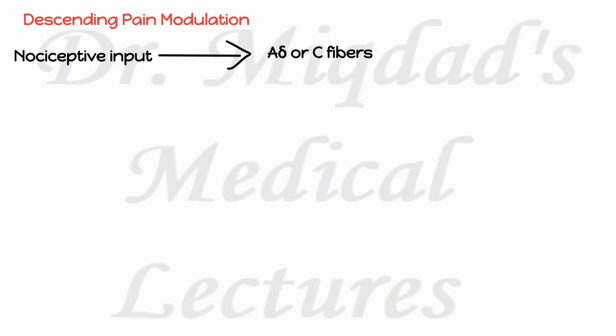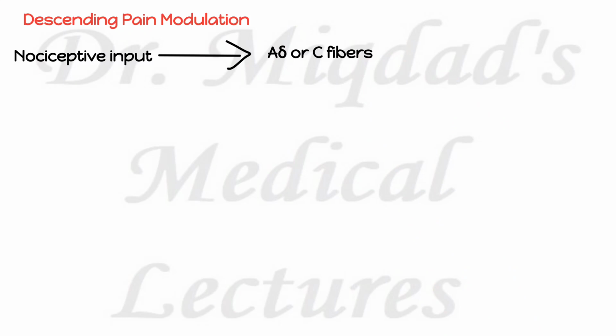I repeat, stimulation of nociceptive fibers, that is A delta and C fibers, forms the basis for the descending pain suppression system. And here there is no involvement of non-nociceptive impulses passing through A alpha and A beta fibers. The A delta and C fibers form synapses with inhibitory interneurons in substantia gelatinosa before synapsing with the secondary nociceptive neuron.